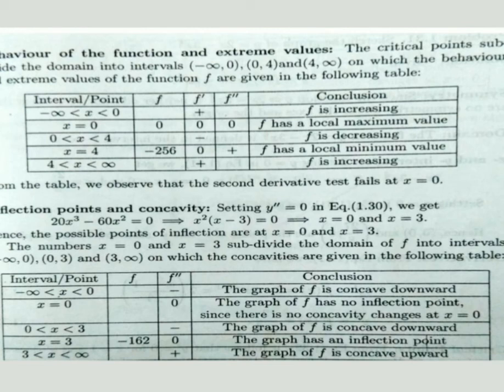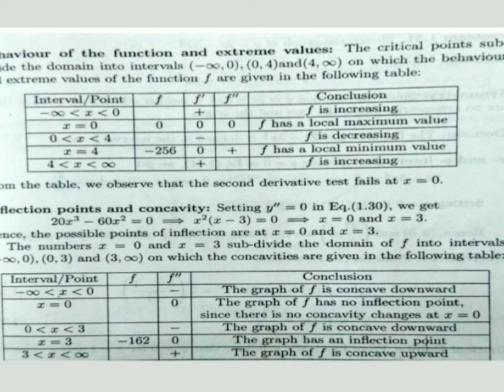In the first interval, minus infinity to 0, f dash is positive. At x equal to 0, both f dash and f double dash are 0. So we can say that f has a local maximum value. See here, at (0, 0), f has a local maximum. Next, from 0 to 4, f dash is negative, so f is decreasing.